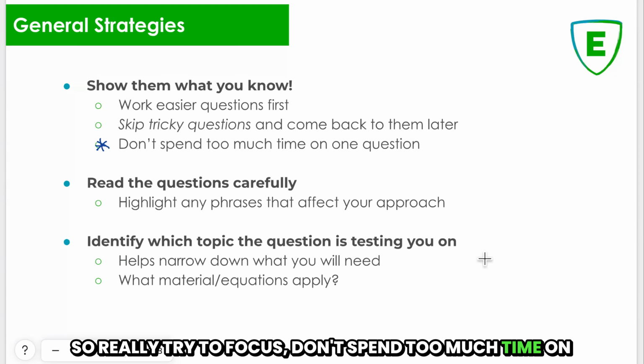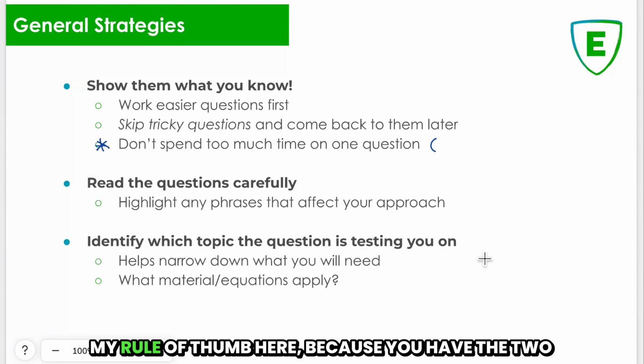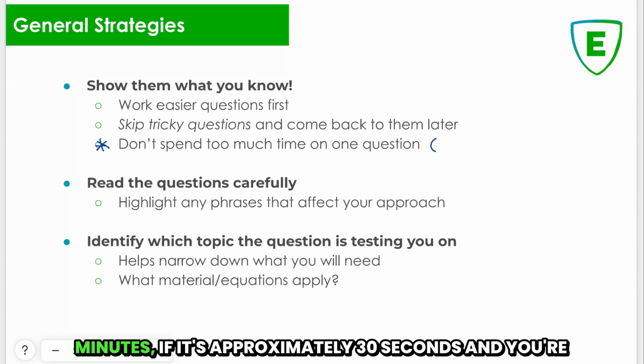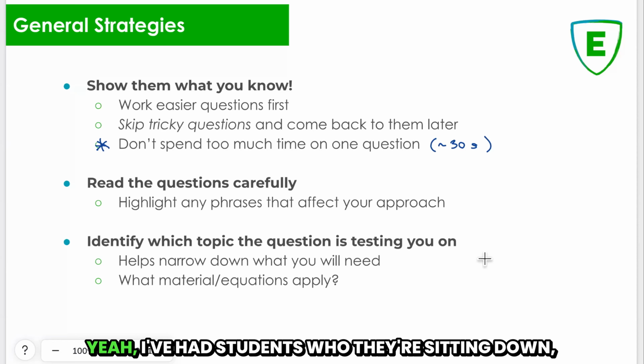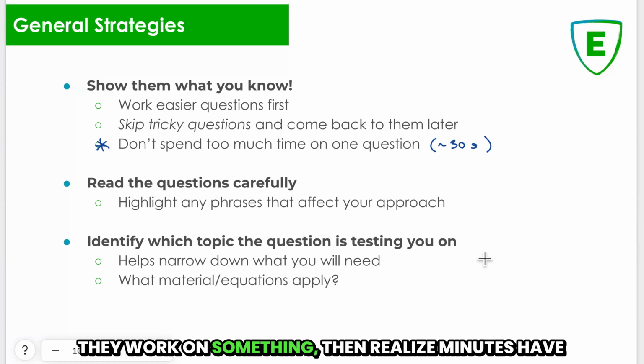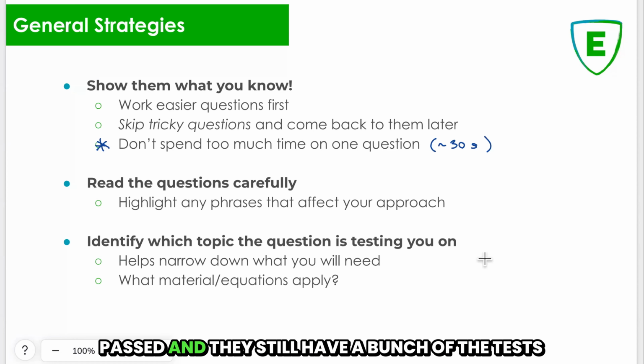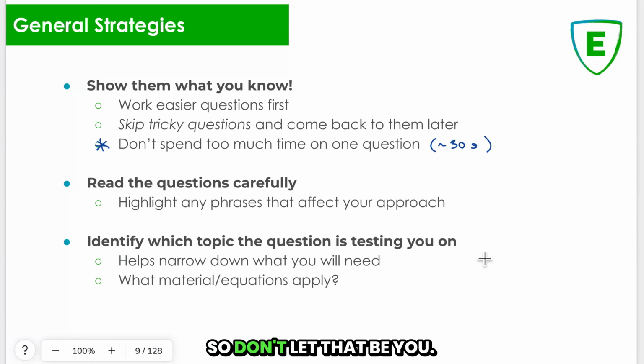Don't spend too much time on one question. My rule of thumb here, because you have about 2 minutes per question, if it's approximately 30 seconds and you're not sure what to do, best to just skip it and move on. Okay? I've had students who sit down, work on something, then realize minutes have passed and they still have a bunch of the test left. So don't let that be you.